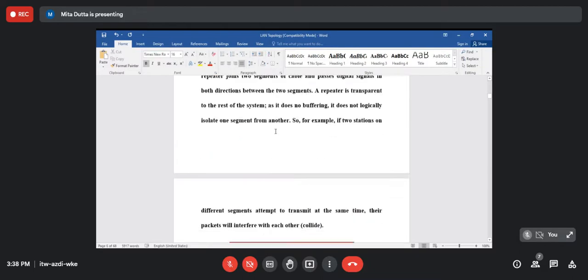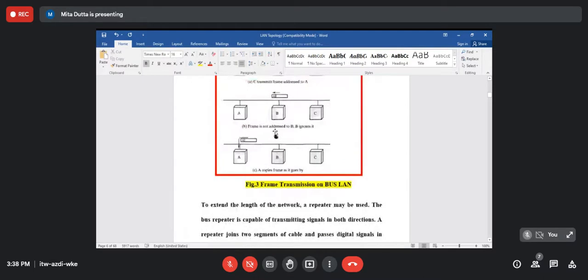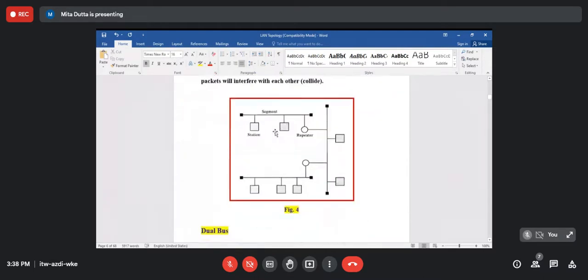Now we can extend this bus with the help of repeaters. Here a repeater will send a signal in both directions. That means, say, this repeater sends signals in both directions, that is, into this segment as well as this segment.